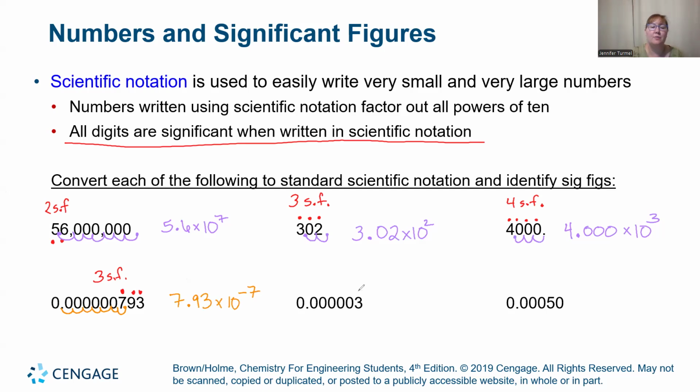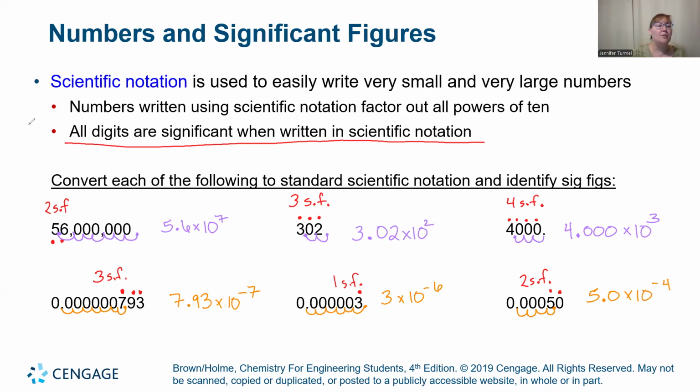And now in this one, we just have this 1 here. So this has 1 significant figure. And then to convert it to scientific notation, we move this decimal point 1, 2, 3, 4, 5, 6, and we have 3 times 10 to the negative 6th. And now in this one, we have 2 significant figures. And again, we're going to move that decimal point 1, 2, 3, 4 after the first digit, and this becomes 5.0 times 10 to the negative 4th.